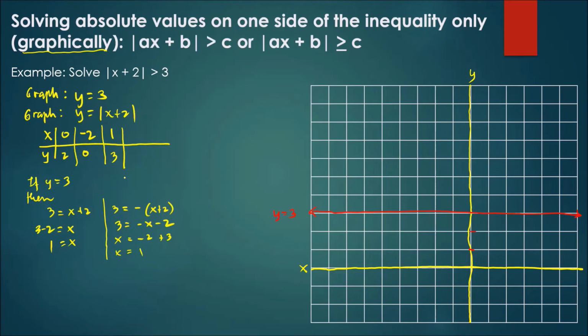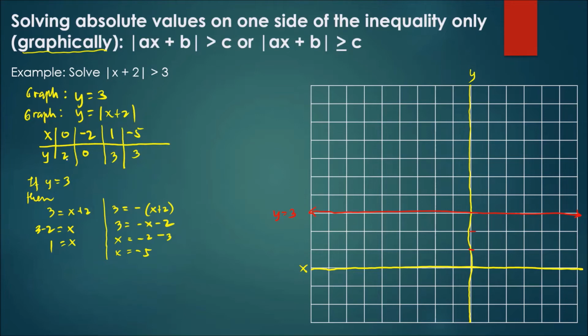Okay, so let's find another possibility. No, I'm sorry, I got it wrong. It should be negative 2 minus 3, or x is equal to negative 5. So we have negative 5, 3. So there you go. Okay, I'm sorry for that.